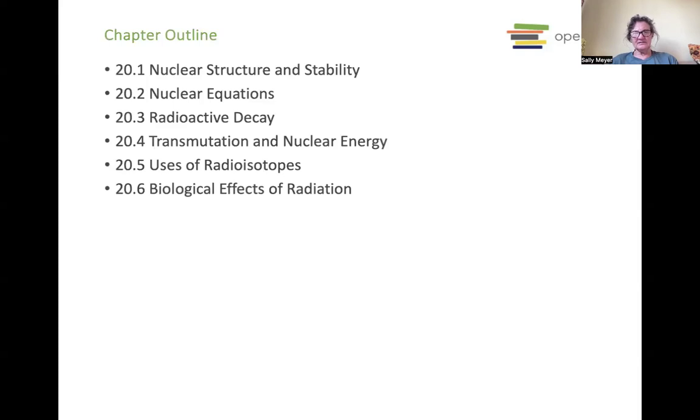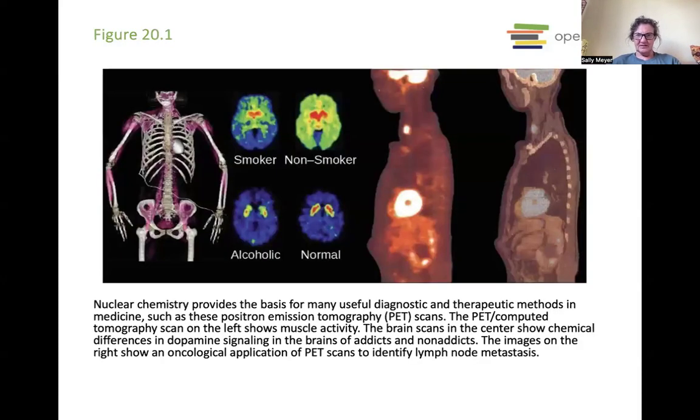The other sections I like to cover in Chem 107. Seems like I haven't had time to in a long time, but if you have time to read section 20.4, it's really, really important to think about nuclear energy and where the energy comes from, but it's not really connected to 108. So this is just showing you some of the uses for radioactive isotopes.